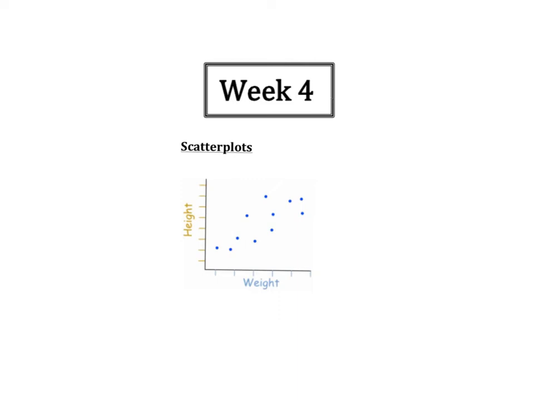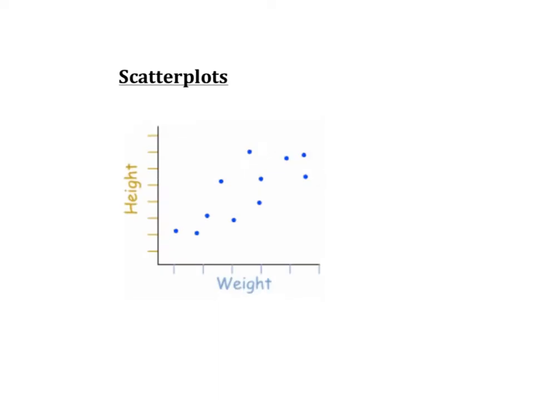In this lesson, we will be reviewing scatter plots. So what is a scatter plot? A scatter plot is a graph of plotted lines that shows the relationship between two sets of data. In this example, each dot represents one person's weight versus their height.